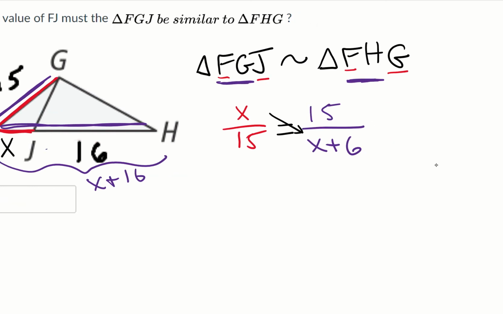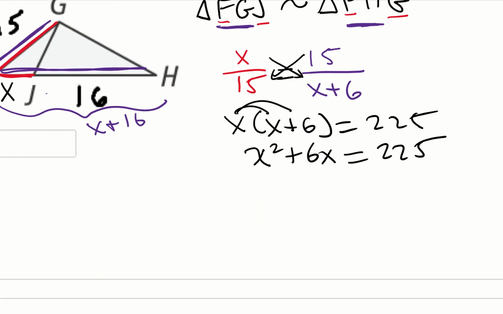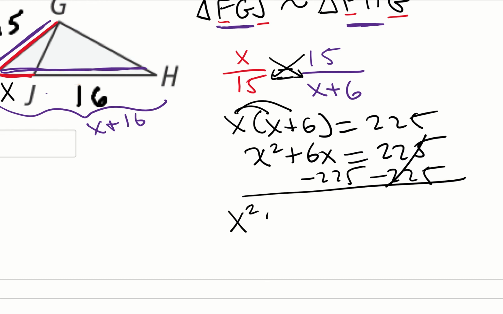Then we can cross multiply. We got X times X plus 16 equals 225. We'll distribute. Okay, so now this is a quadratic equation. In order to solve this, we need to make one side equal to 0. So we're going to subtract that off and put everything on one side.